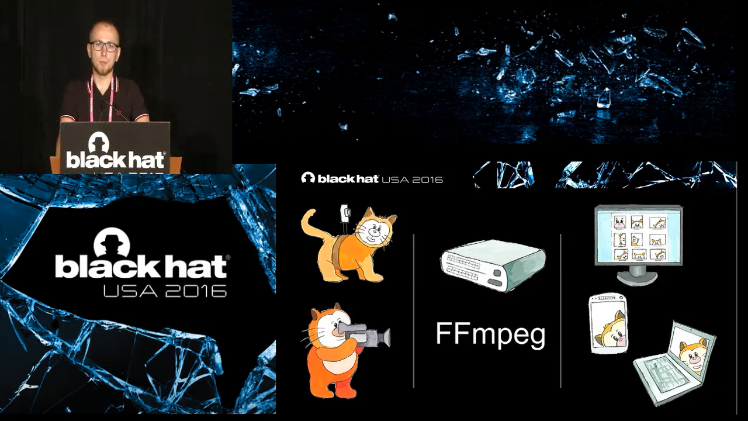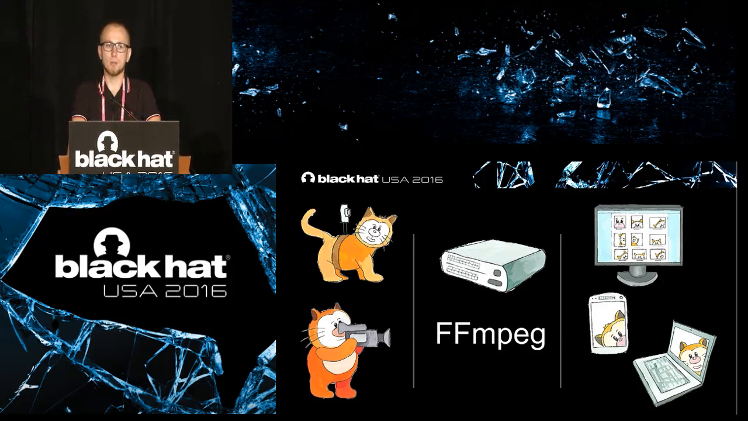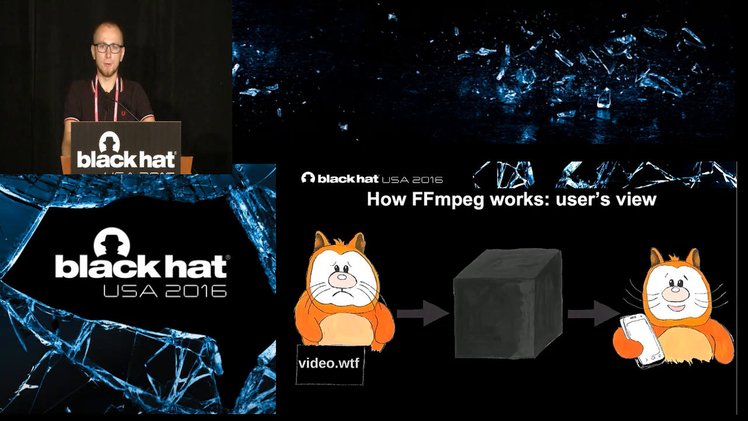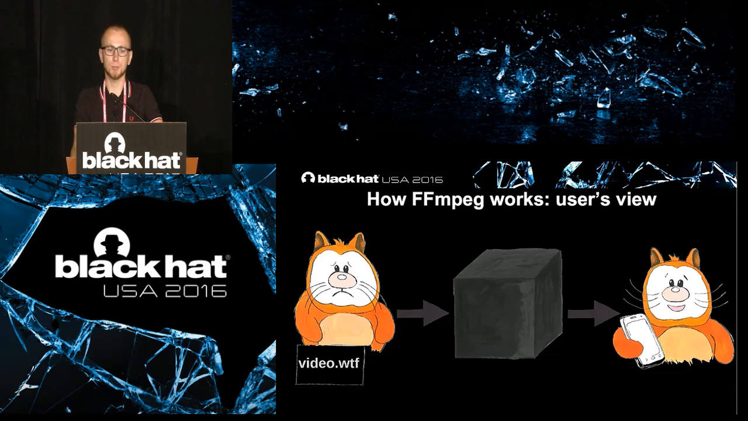FFmpeg is open source software. It's widely used to work with media files. So if you need to convert one format to another, or one codec to another, or change the resolution of the video or bitrate to reduce its size, you probably will use FFmpeg. So how does FFmpeg work? From the user's view, it's a black box. You have a video in unknown format, video.wtf, and you want to convert it to use on your mobile phone. You put it in that black box, and as a result, you receive the converted video.